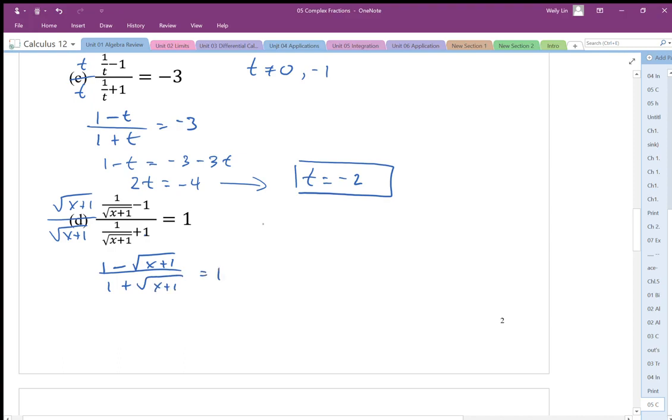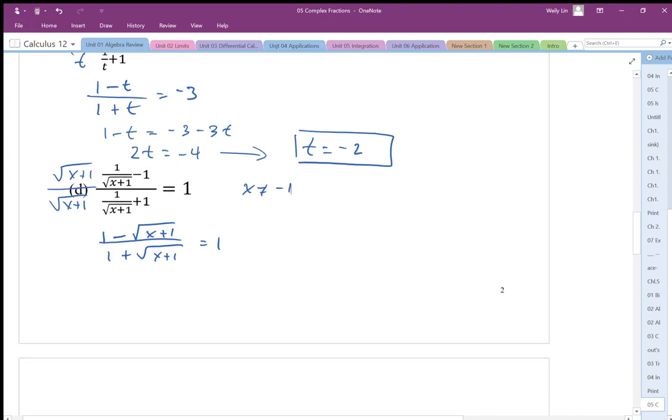Okay, again, I forgot to do my restrictions. x is not equal to -1. Okay, and actually, there's no other restriction here, so that's my only restriction coming from this denominator. Okay, so now I can go ahead and solve it.